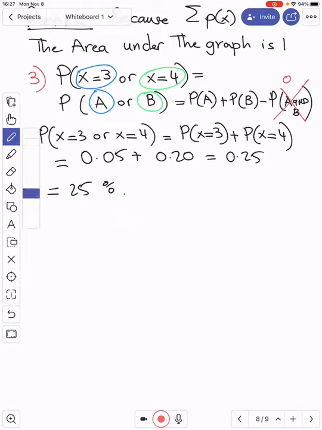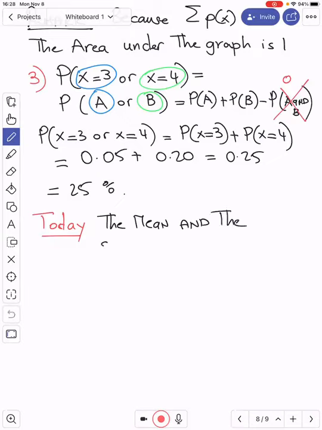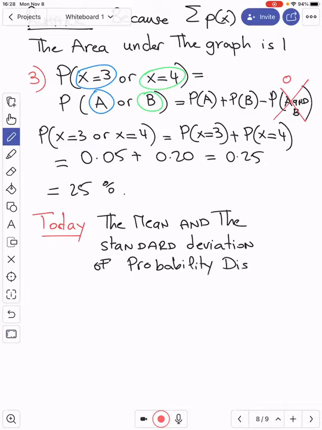So today we're going to discuss first the mean and the standard deviation of a probability distribution. Okay. So first, let's start with the mean.